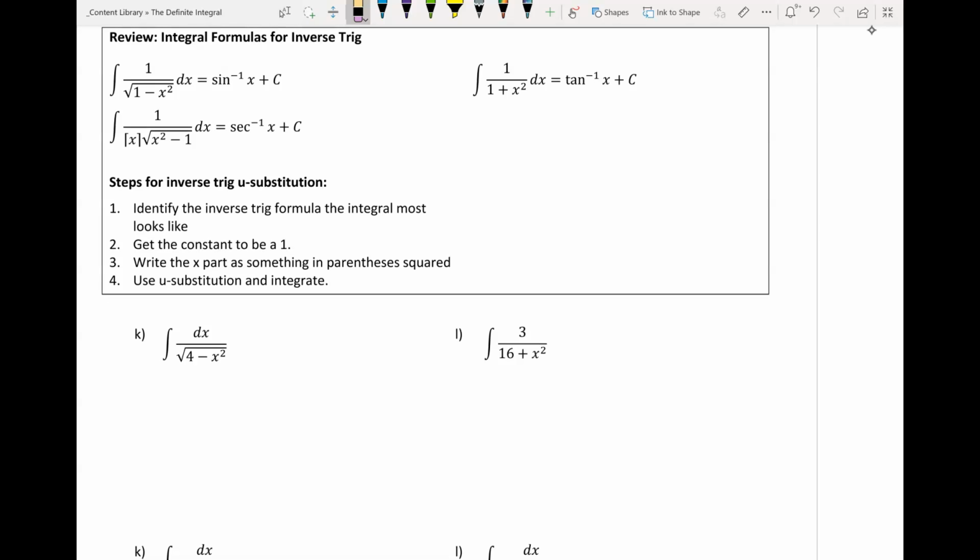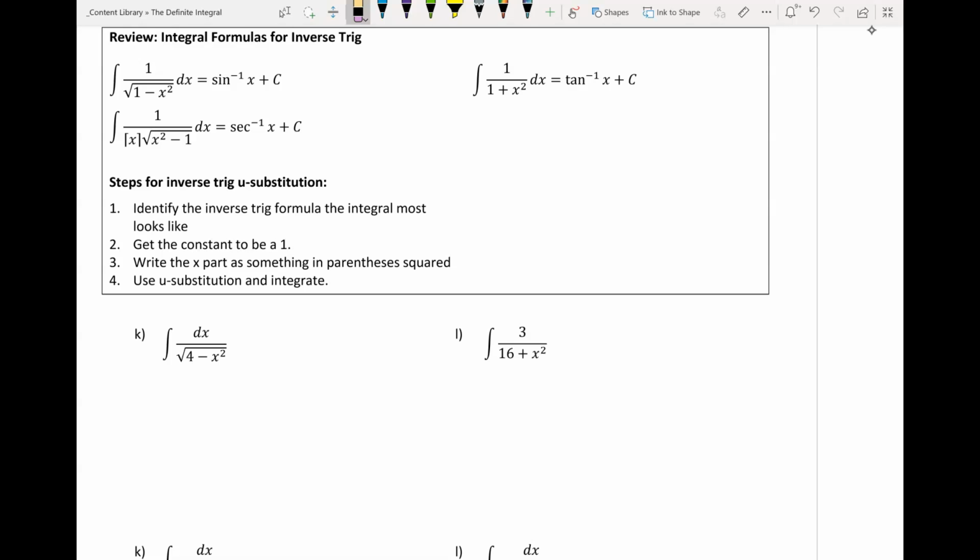My first step is to see what this looks like the most. Well, our tan inverse one doesn't have a root sign, so definitely not that. For a secant inverse x, we have x squared minus 1 with an x in the front. And if I look at sine inverse x, we have a number minus x squared. So it seems like sine inverse is probably the one I'm going to be using. Okay, so that's what step 1 was. We're going to use sine inverse x.